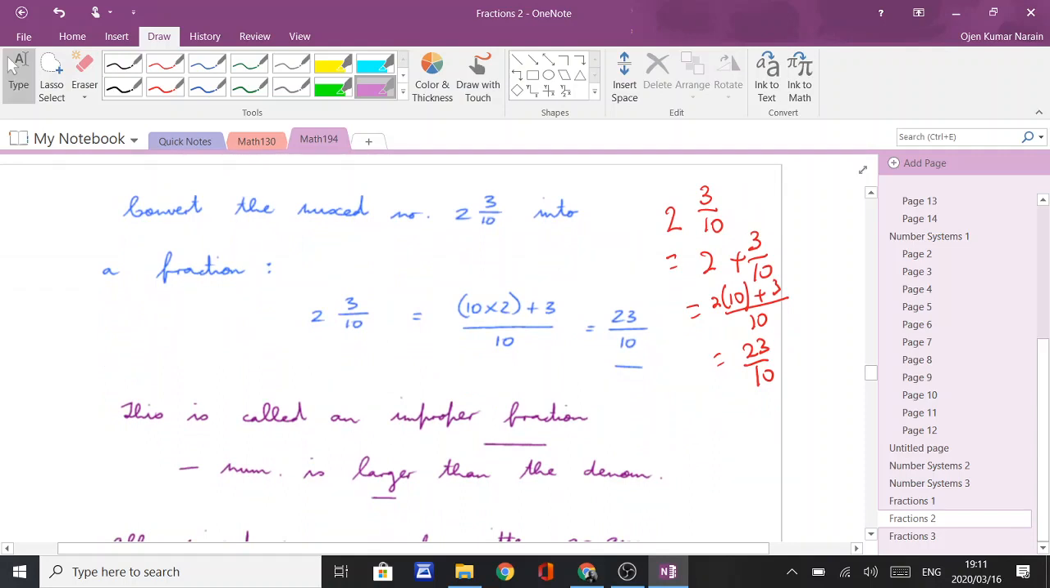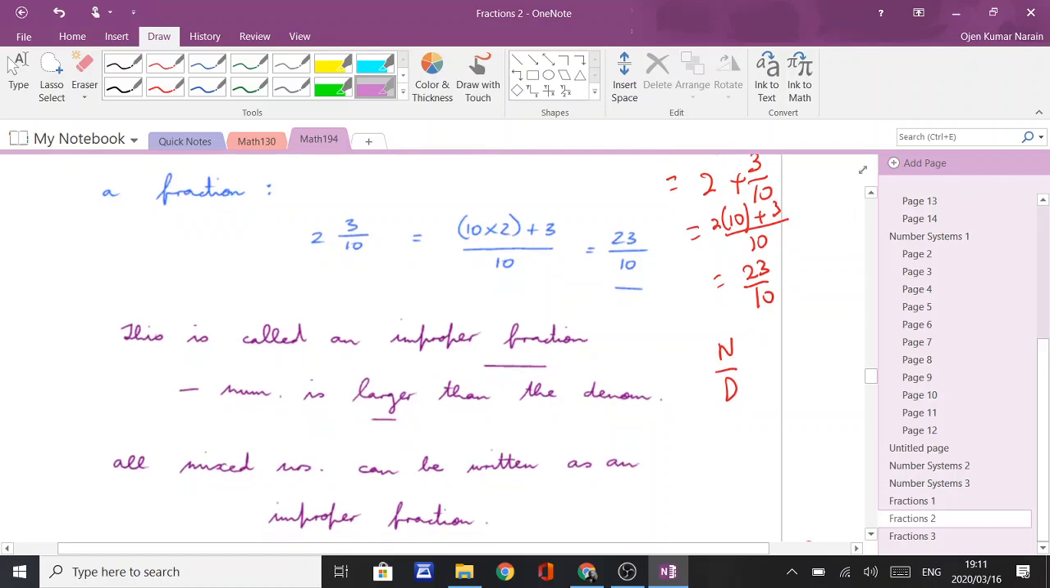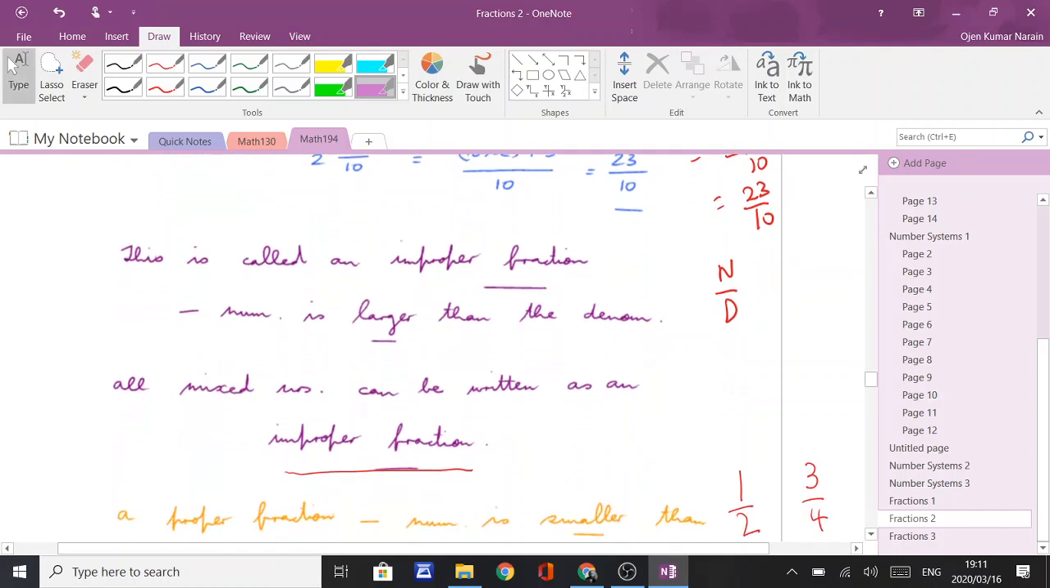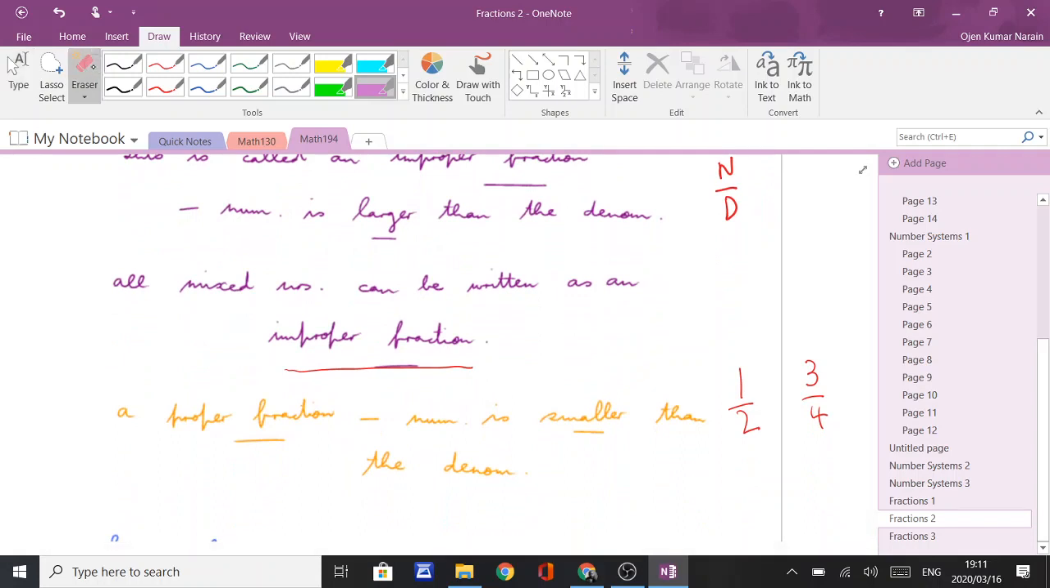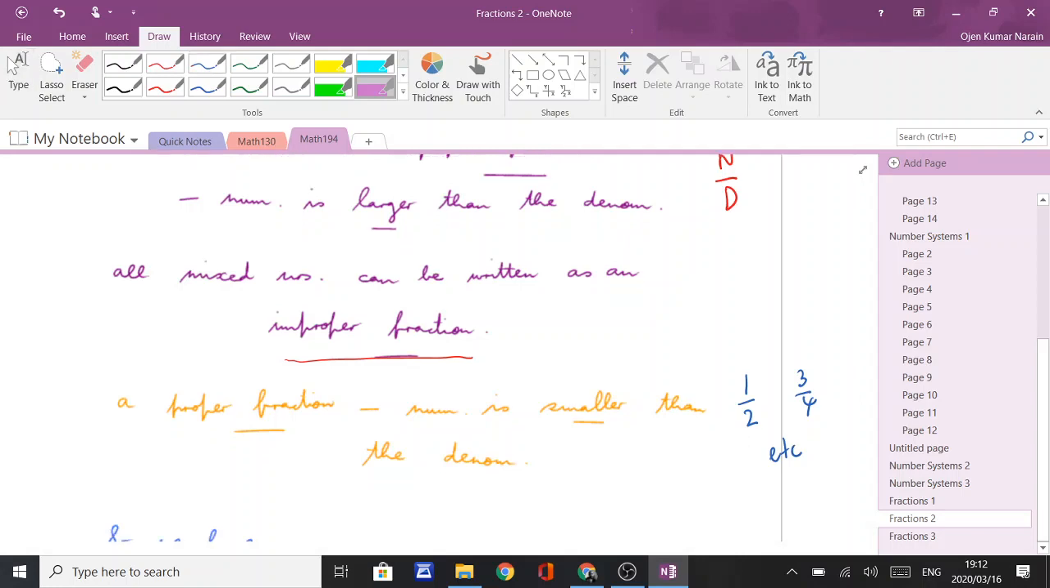So 23 over 10 is an improper fraction, where the numerator is larger than the denominator. All mixed numbers can be written as an improper fraction. A proper fraction is when the numerator is smaller than the denominator, like 1 over 2, 3 over 4, and so on.